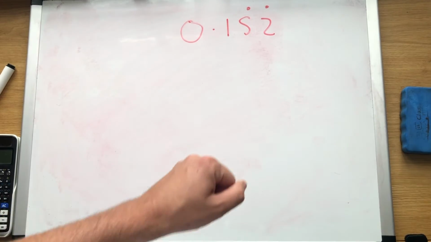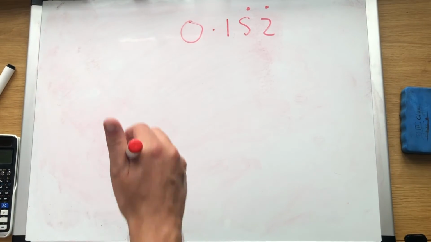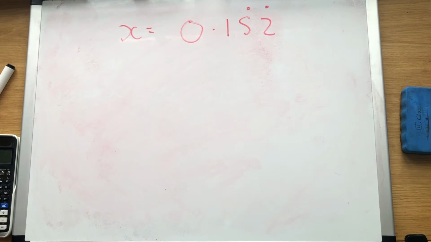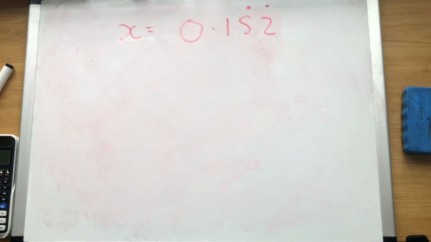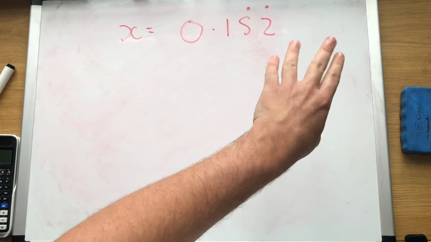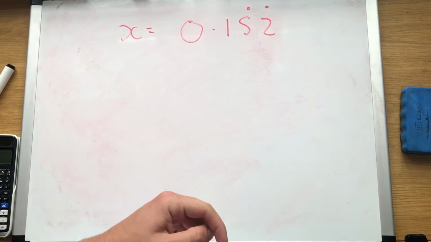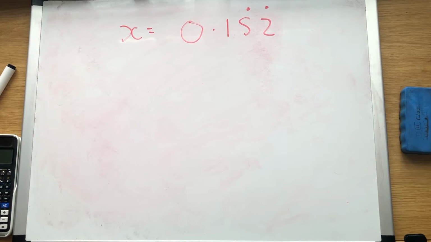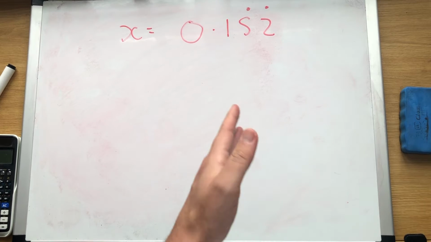In the previous video I left it as this. I said it's 0.152. We did our first step of x equals. Then we checked, is everything after the decimal place recurring, and unfortunately our answer was no. 1 doesn't repeat. It goes 1, 5, 2, 5, 2, 5, 2, but that 1 stops us being able to solve it. In this video we're going to learn how to solve questions, even ones as tricky as this one.